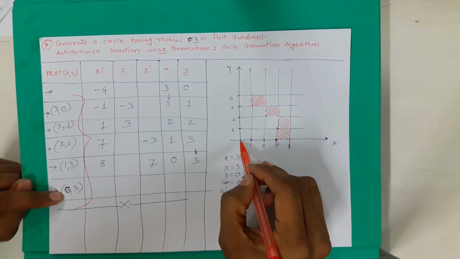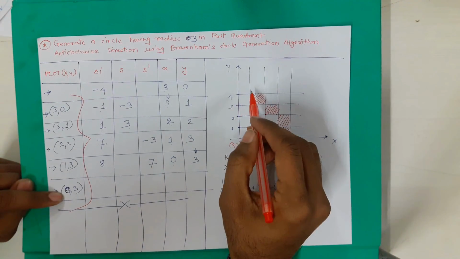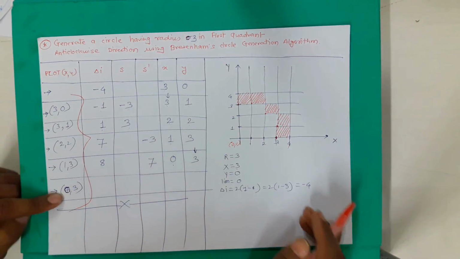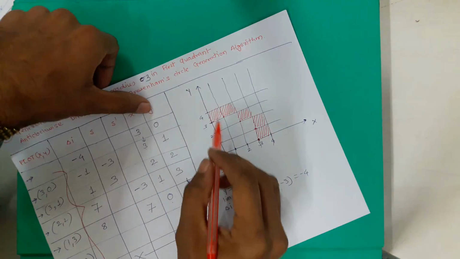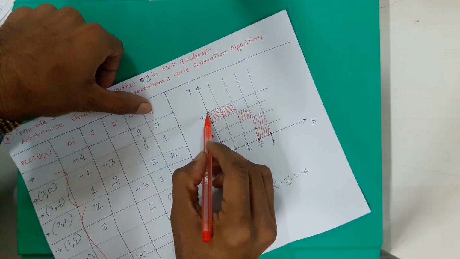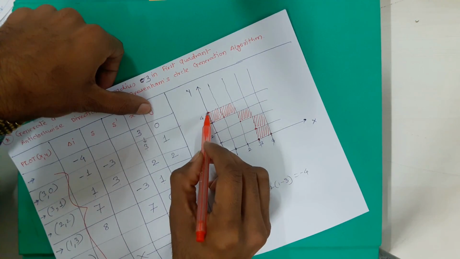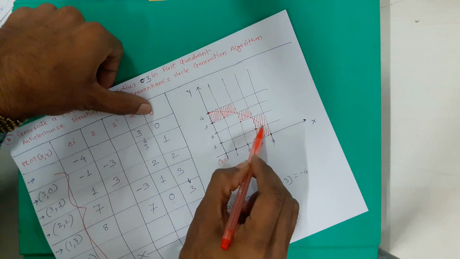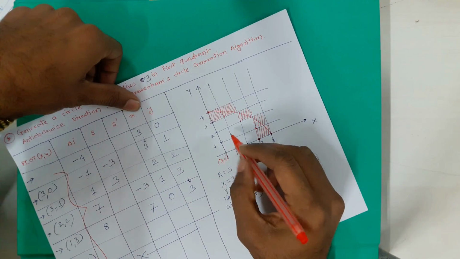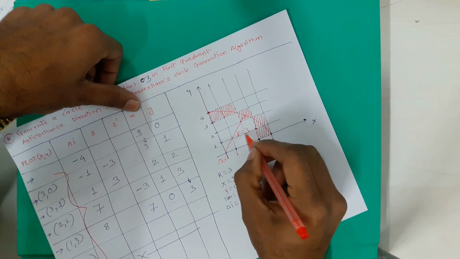Then 0 comma 3, this is 0. Obviously it is the origin, 0 0. So 0 comma 3, this is 0 and 3. So this will be the point. Then take this point and this point and draw a circle. This circle must go through all the pixels. Write this. Okay. So this is your arc of a circle whose radius is 3.